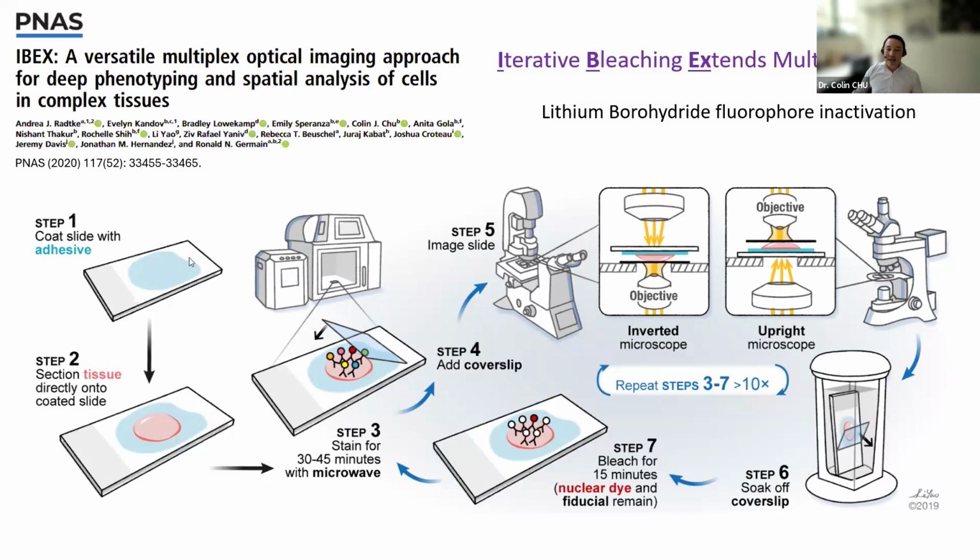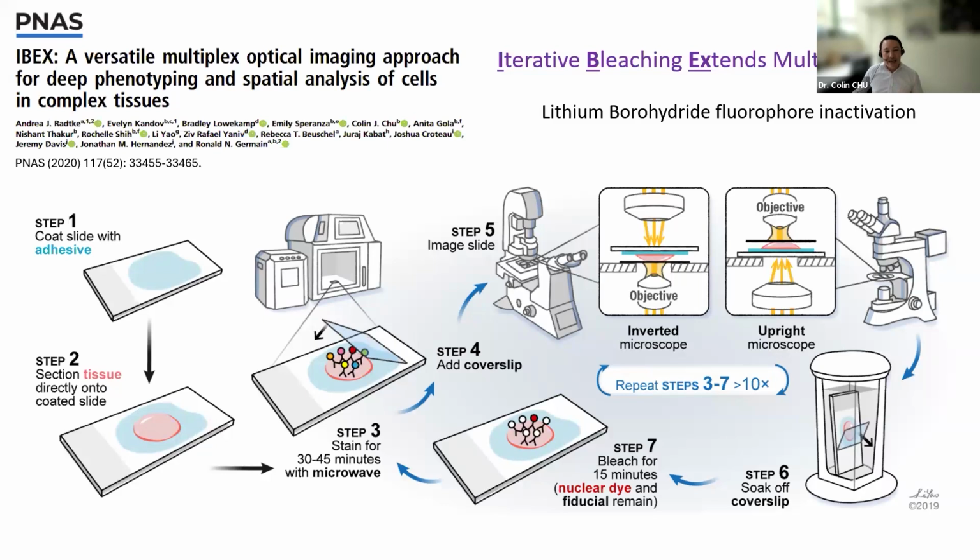And so this, like many others, can be done manually, which is what I'm going to show you first, before moving on to show you how we automated this process using some technology from Fluigent. But we would, for example, take a normal slide, coat it with an additional layer of adhesive, section our tissue onto it, and that could be FFPE sections or cryosections. And then we would stain with our antibodies with fluorescent markers in this case.